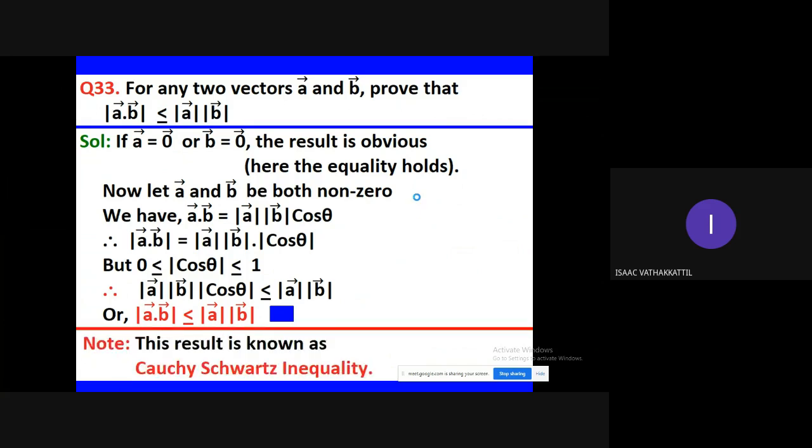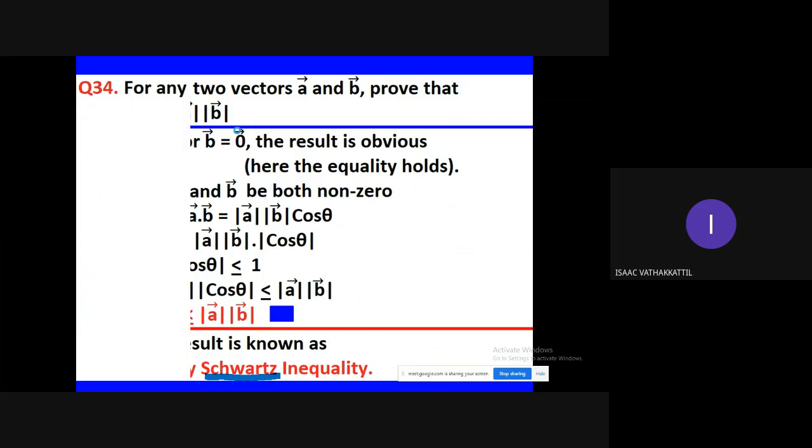And this result is known as Schwarz inequality, or Cauchy-Schwarz inequality. Modulus of A dot B less than or equal to magnitude A magnitude B.